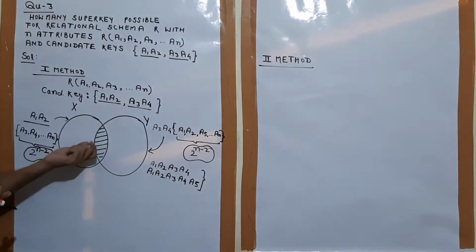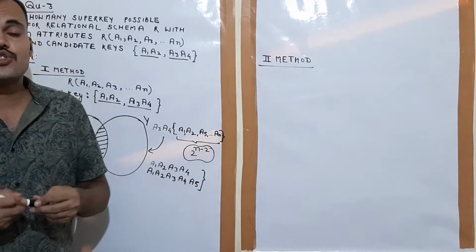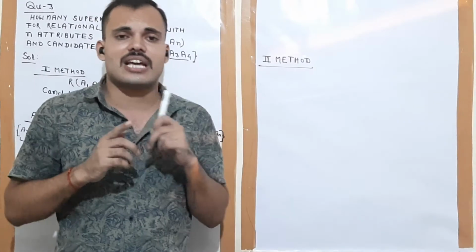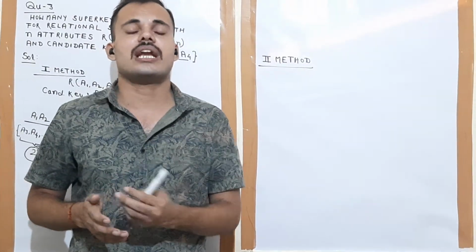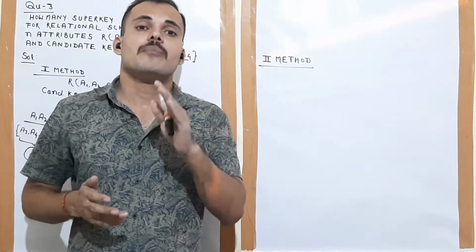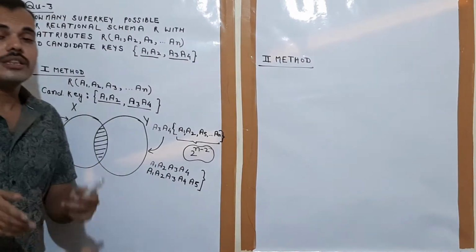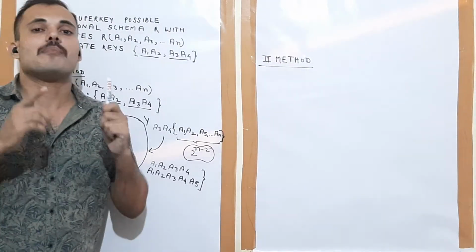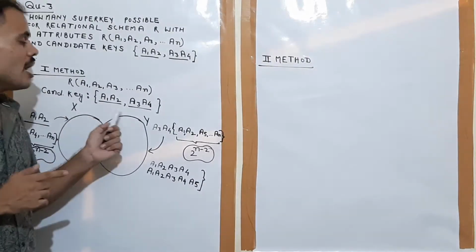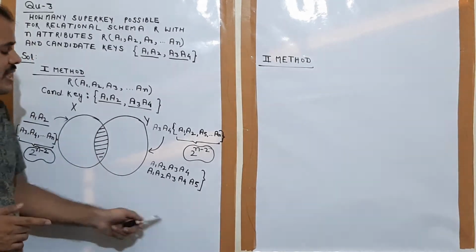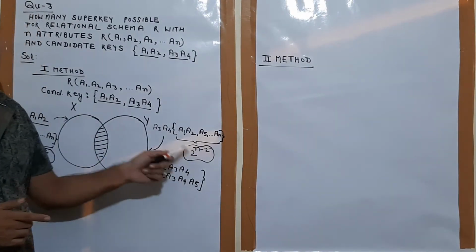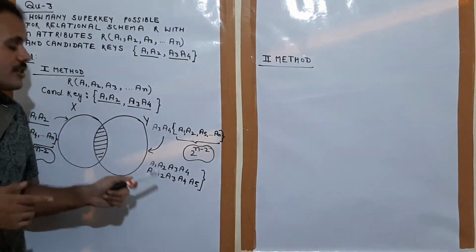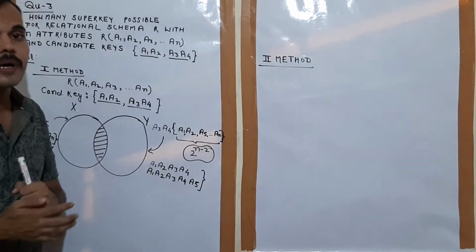This region represents the super keys which belong to both set X and set Y. Now what type of super keys are these? These super keys which belong to both the sets X and Y will contain both candidate keys, A1, A2 and A3, A4. See, these two super keys belong to the set X and belong to the set Y. Both these two super keys are common super keys.